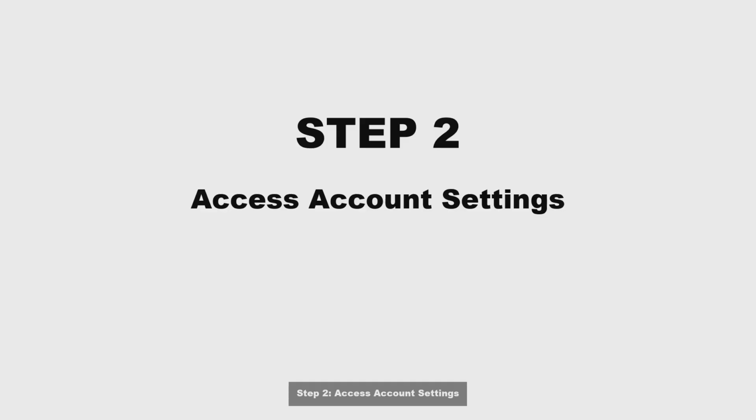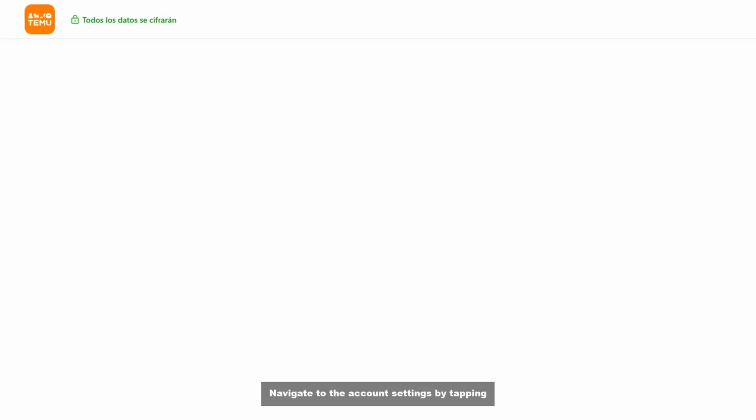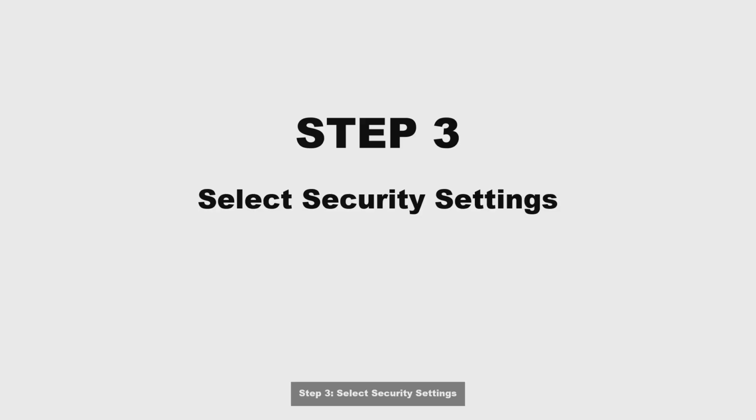Step 2. Access account settings. Navigate to the account settings by tapping on your profile icon, usually located in the bottom right corner of the screen. Step 3. Select security settings. In the account settings menu, look for the option labeled security or password. Tap on it to access password-related options.